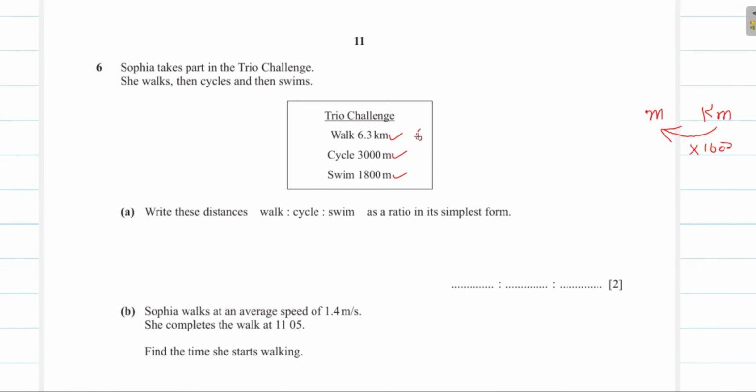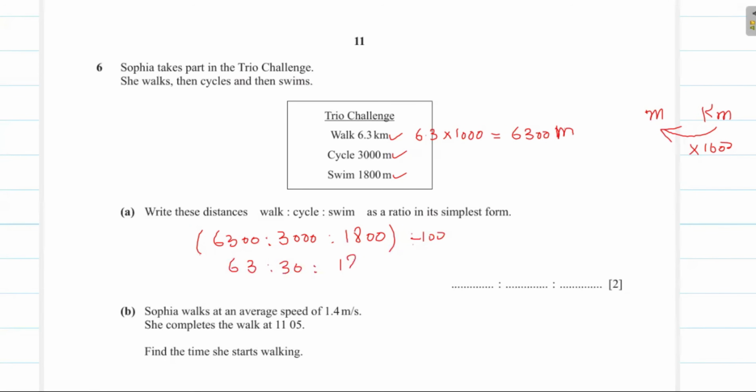Therefore, this value becomes 6.3 multiplied by 1000. That will be equal to 6,300 meter. Now we write the ratio: walking 6,300 meter, cycling is 3000 meter, swimming 1800 meter. Now, firstly, you see here, we can divide all these numbers by 100. If we divide by 100, we get 63 ratio 30 ratio 18.